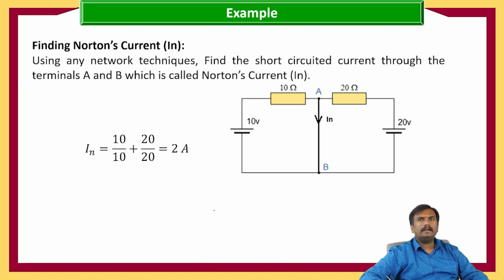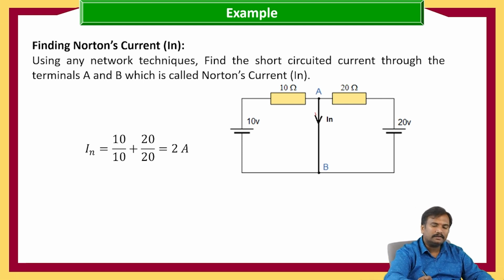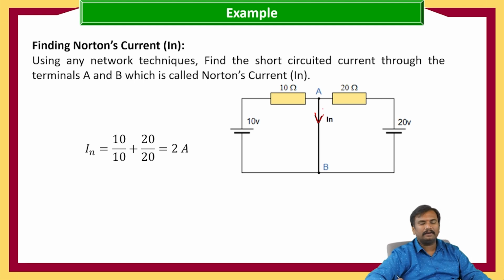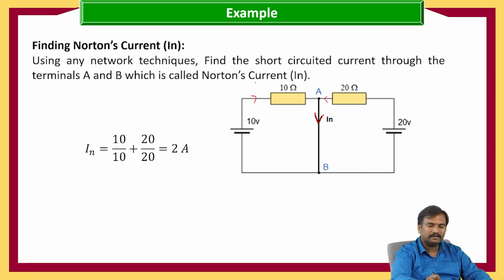Now, in order to calculate the Norton's current, we are going to make the AB terminals, the removed resistance terminals, a short circuit, and we are going to calculate the current flowing through it. So here, this is the current which we need to calculate. Across the short circuit, two currents are flowing.